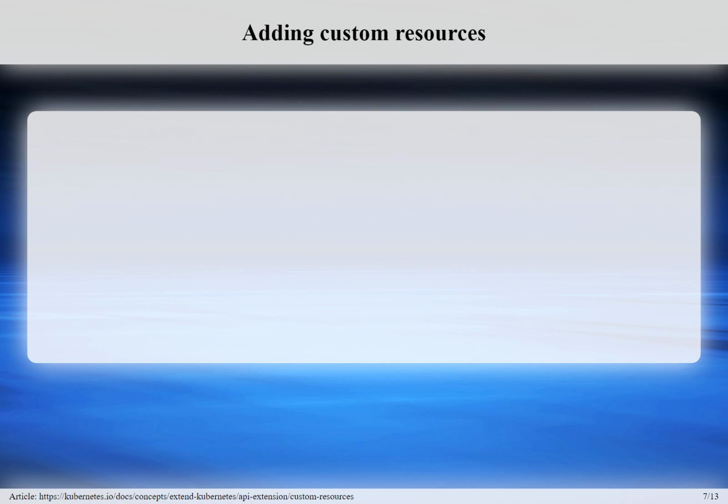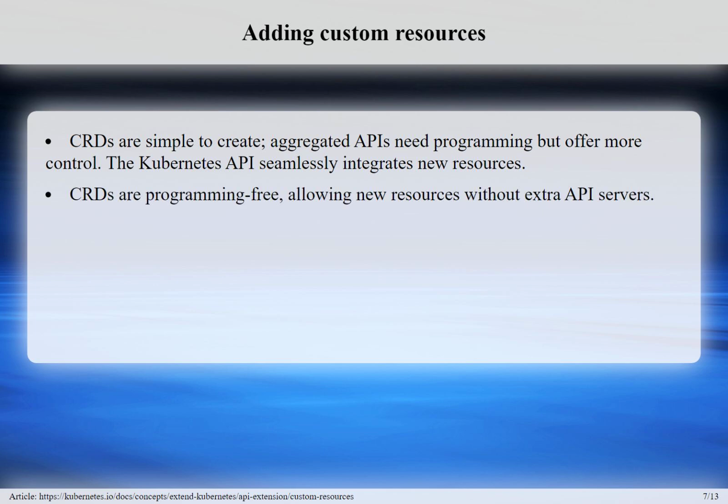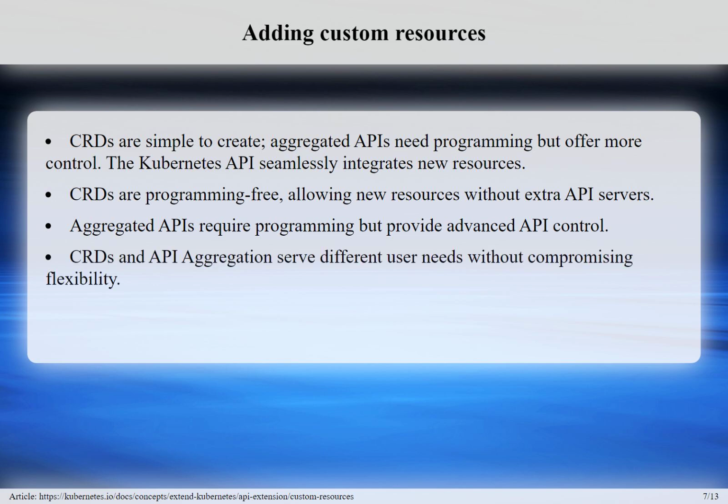Adding custom resources. Kubernetes offers two custom resource options, CRDs and API aggregation. Custom resource definitions, CRDs, don't require programming and add new resource types easily. API aggregation involves more programming but allows flexibility. It's used for advanced control. Kubernetes gives flexible options, balancing ease of use and advanced control needs.